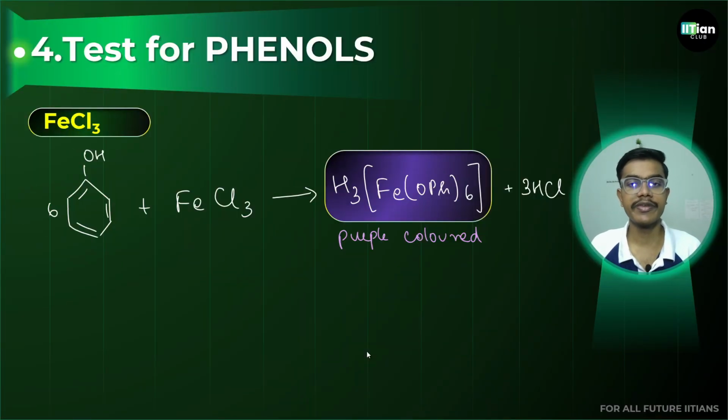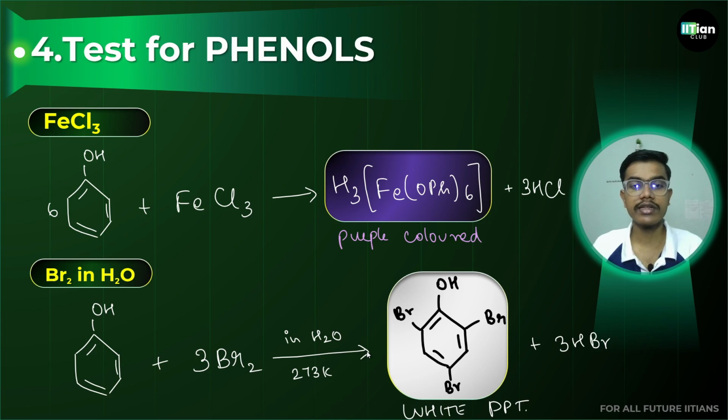Next, we have tests for phenol. The first reagent which we will be using is FeCl3. And when you are reacting phenol with FeCl3, we will be getting a purple colored complex like that. And then we have bromine water. When you are reacting bromine water at 273 Kelvin, you will be getting a white precipitate product, and you can see the product over there. This way, we'll be testing for phenols.